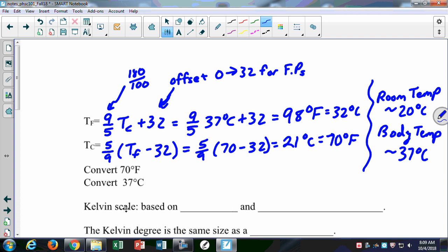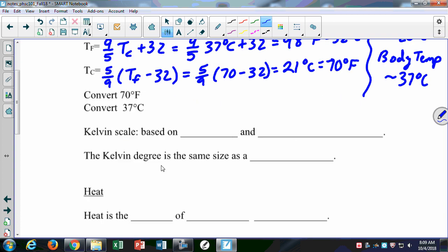We need those room temperature and body temperature. Yes, I want you to know those basic reference points for temperature. Do know these things. You'll see them on some of the old tests. I might just ask you, it's a nice day outside, what's the temperature? And give you a series of temperatures. And if I put 70 degrees Celsius, obviously that's not a very nice day, right? All right, the Kelvin scale is a little bit different. The Kelvin scale is based on absolute zero.